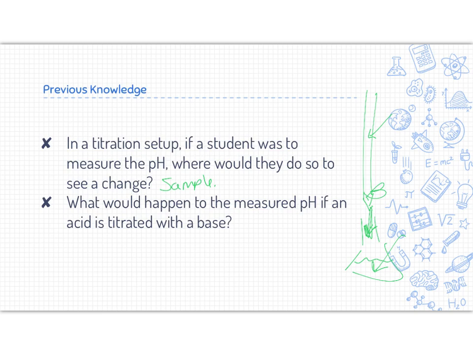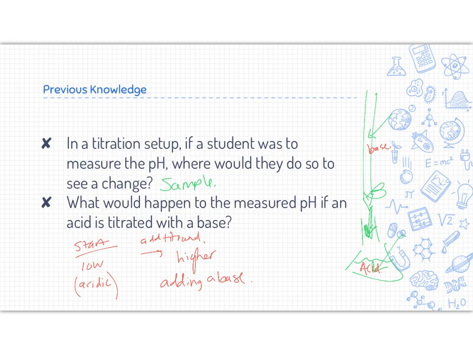So what would happen to the measured pH if an acid is titrated with a base? That means that an acid is present in the sample and a base is in the burette. So the pH will start low because it's acidic. As I add titrant, it will become higher because we're adding a base. Now we typically stop a titration when it is neutral or has reached its endpoint or equivalence point.